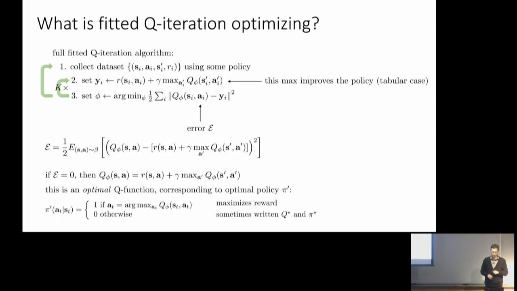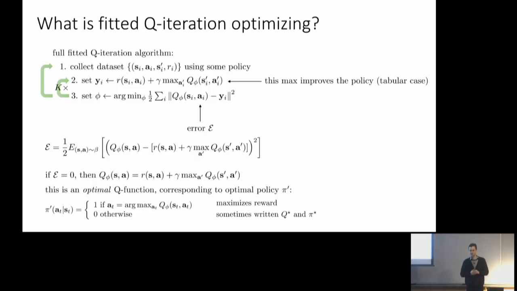Okay. Sometimes if you see someone write Q star or pi star, Q star basically refers to the Q function that satisfies this equation, and pi star refers to the policy extracted from that Q function, which is the optimal policy. If someone says, my algorithm learns Q star, that means they believe their algorithm learns the Q function that satisfies this equation.